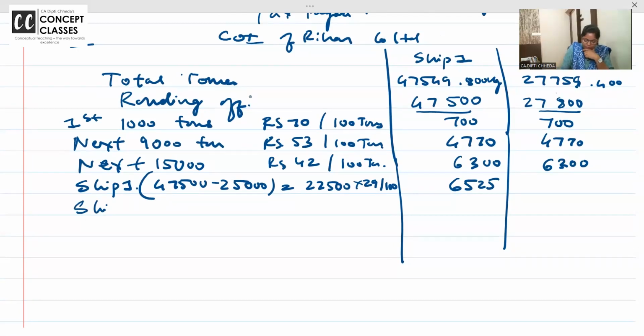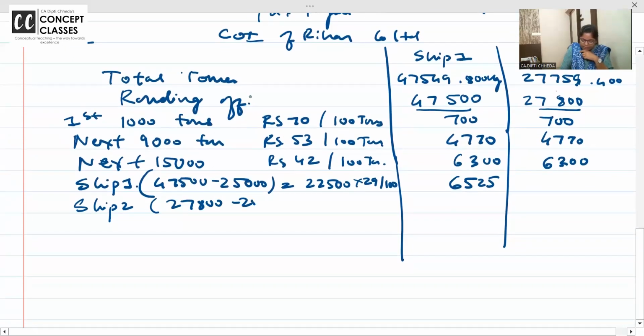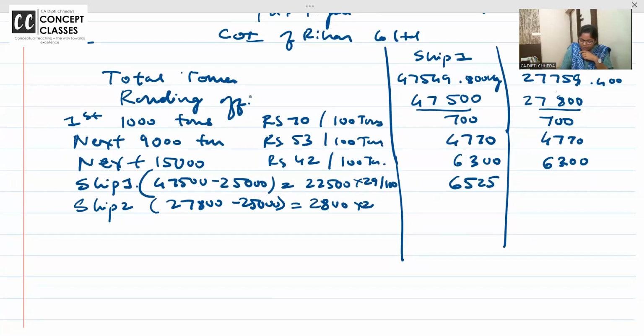And for ship 2, calculations are clear to all of you. 27,800 minus 25,000. 2,800 into 29 by 100. 812.